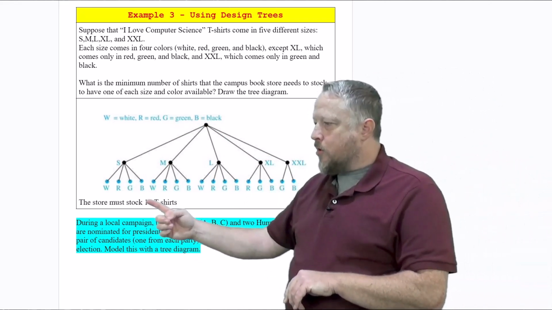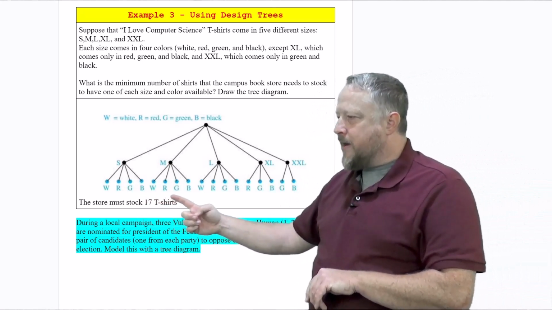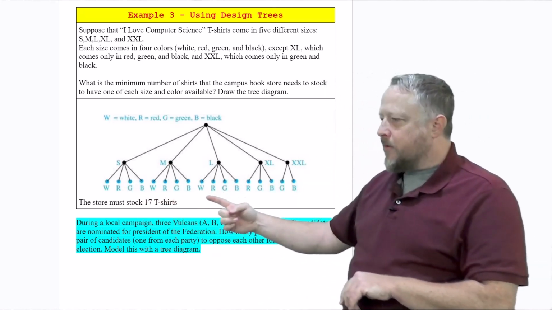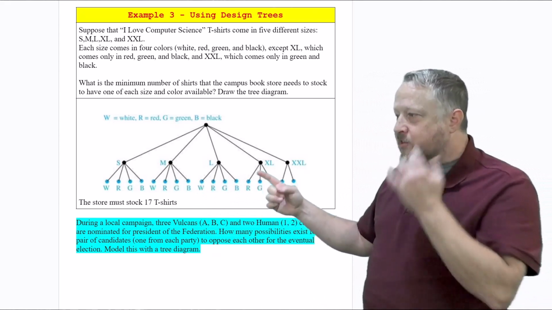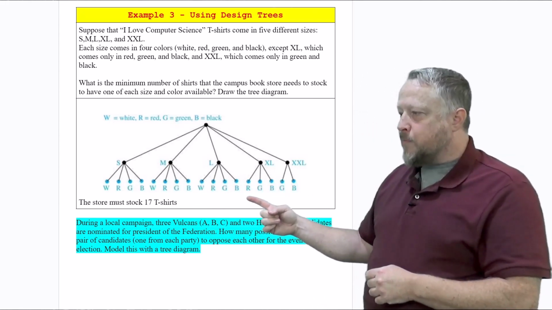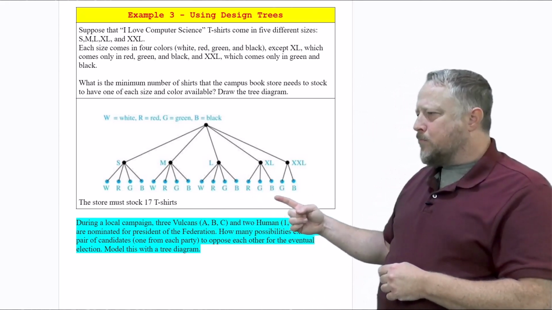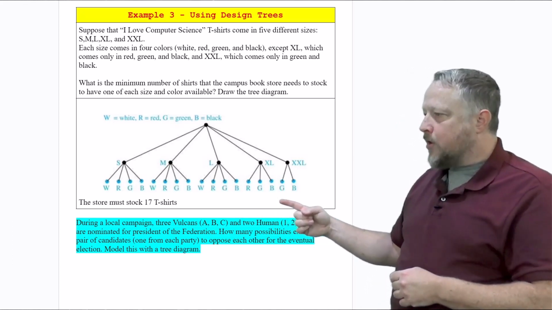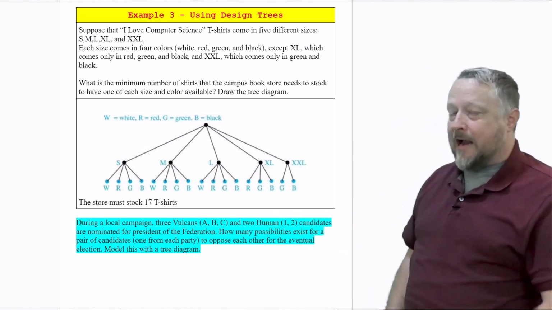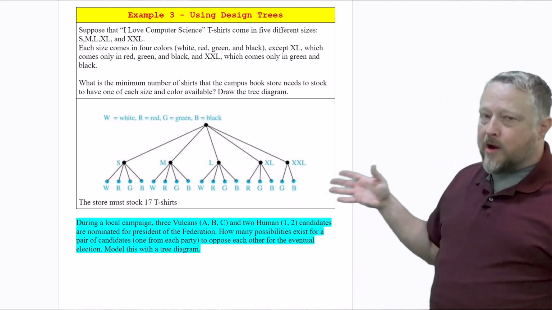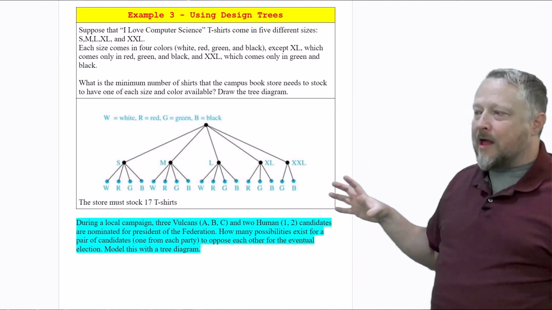So you see the 4 colors: white, red, green, and black. Except extra large must come in red, green, and black. Actually, an extra large which comes only in green and black. Now you know why I went ahead and designed this all out.